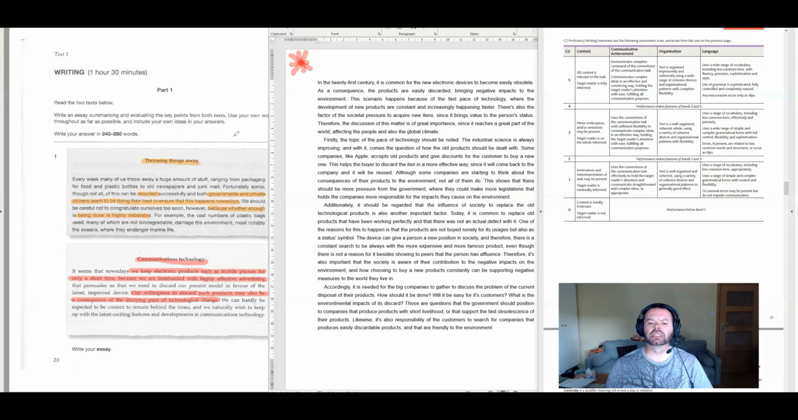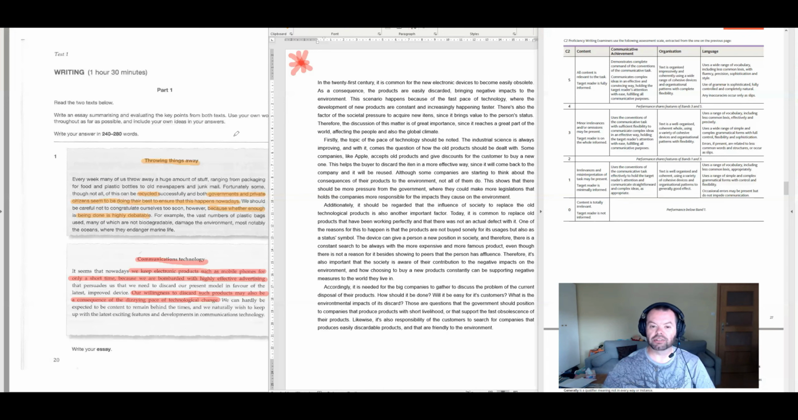In the 21st century, it is common for the new electronic devices to become easily obsolete. As a consequence, the products are easily discarded, bringing negative impacts to the environment. This scenario happens because of the fast pace of technology, where the development of new products are constant and increasingly happening faster. There's also the factor of the societal pressure to acquire new items, since it brings value to the person's status. Therefore, the discussion of this matter is of great importance, since it reaches a great part of the world, affecting the people and also the global climate.